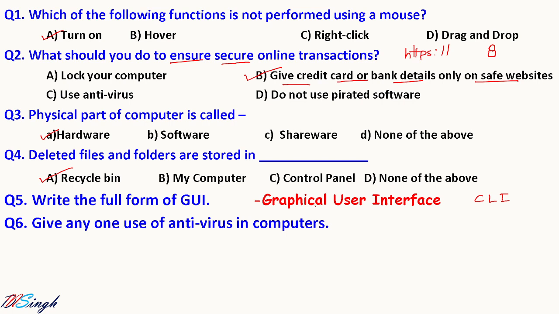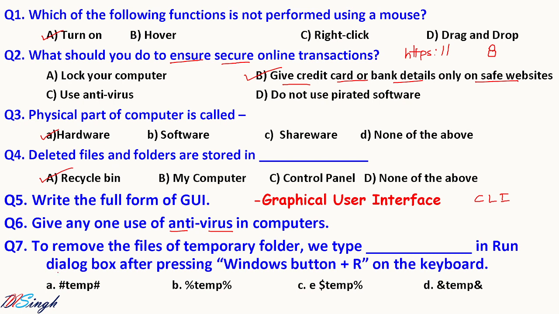Give any one use of the antivirus in computer. Antivirus software is installed to protect our data from fraud or getting corrupted or infected by a malicious software. So any software like virus, trojan, bombs, they have malicious intention to harm the data present inside the computer, corrupt it. So to avoid this, we use the software called antivirus. Okay, let us go to the next question.